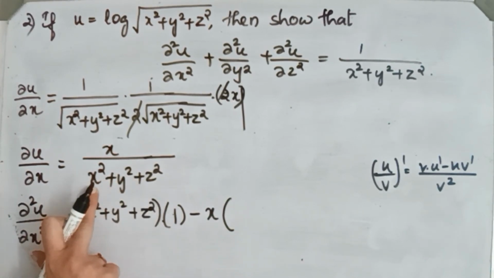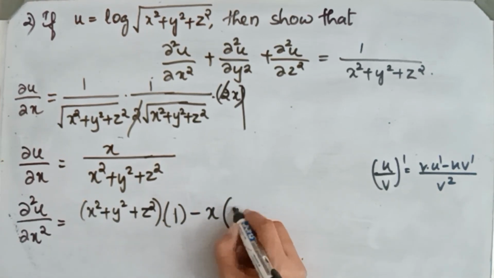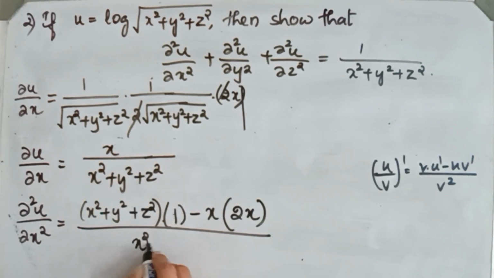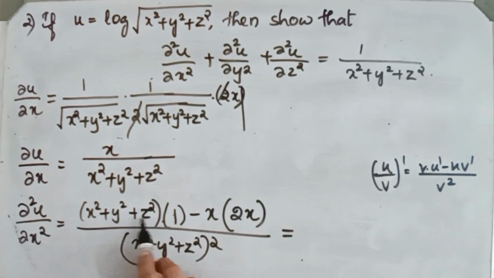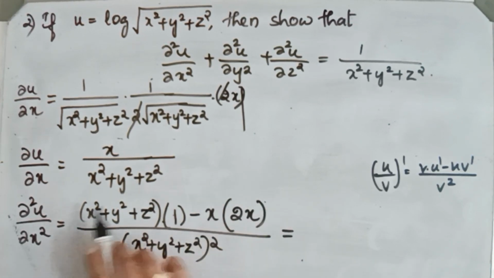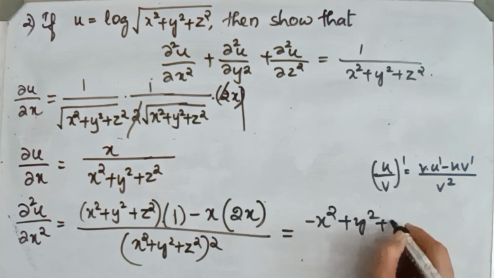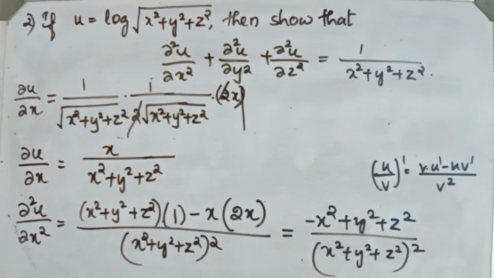Just differentiate x square with respect to x partially. The derivative of x square is 2x, whole divided by the square of the denominator, x square plus y square plus z square whole square. So simplify this, you will get x square plus y square plus z square minus 2x square. So x square minus 2x square gives you minus x square plus y square plus z square, divided by x square plus y square plus z square whole square.